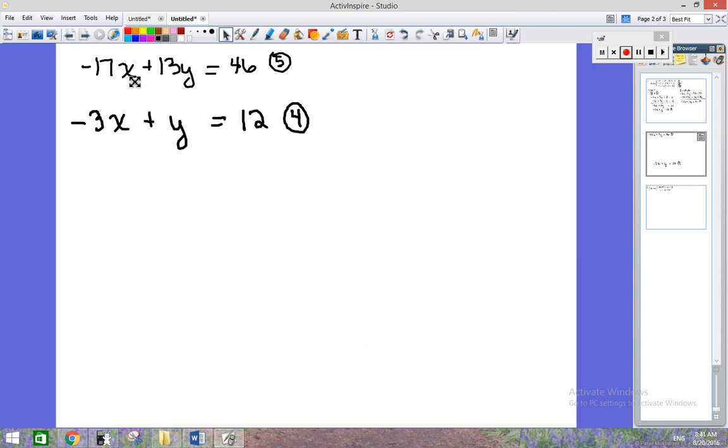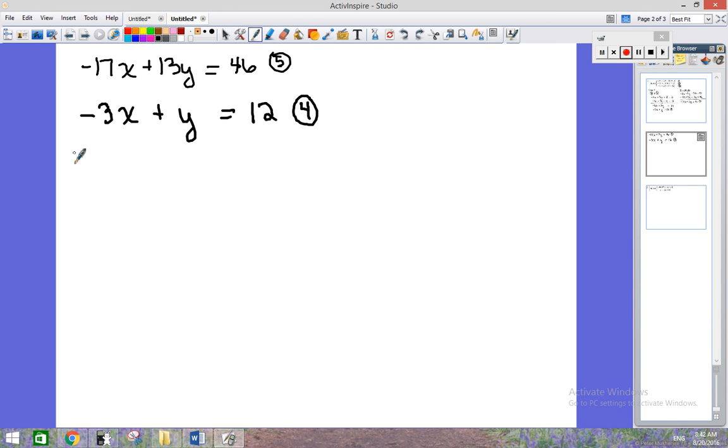And we have 2 equations and 2 unknowns, and we want to eliminate either the x variable or the y variable. Since I have a coefficient of 1 here, I'm going to choose to eliminate the y variable. So if I eliminate y, I'm going to take equation 5 and add to it negative 13 times equation 4. That'll get me a negative 13 and a positive 13. So I copy equation 5 as is.